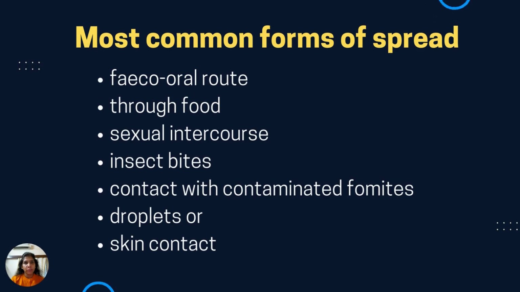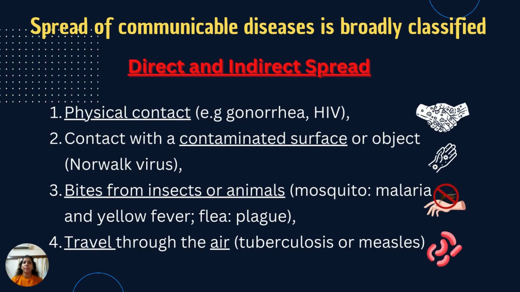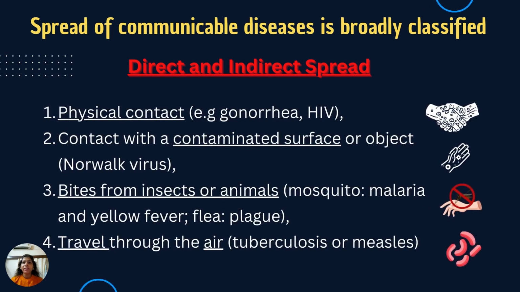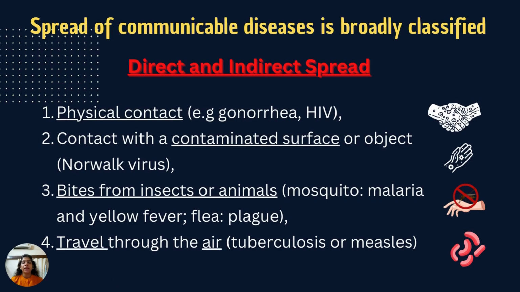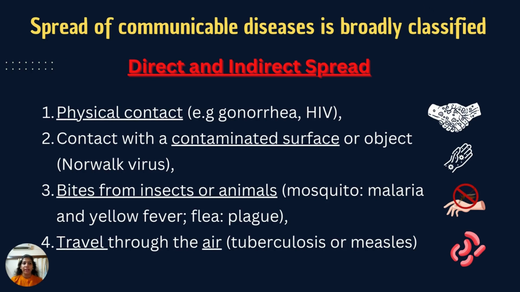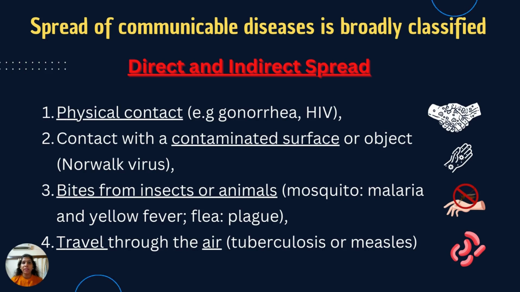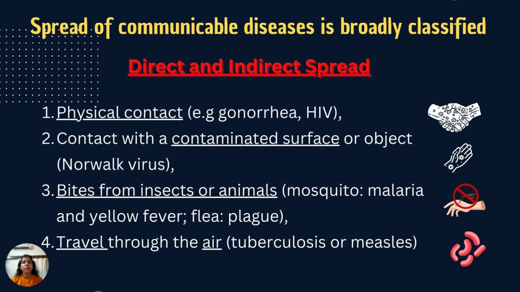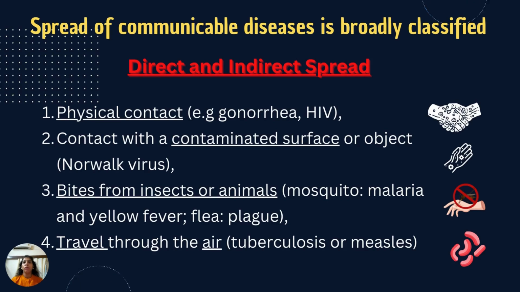So now let's proceed further and learn how we broadly classify the spread of communicable disease. It is classified into direct and indirect spread on a broader basis. In direct spread, physical contact is an example. Indirect spread will be traveling through air, like tuberculosis or measles. Through direct spread or physical contact, gonorrhea, HIV, or contact with a contaminated surface or object like Norwalk virus are examples of direct spread.